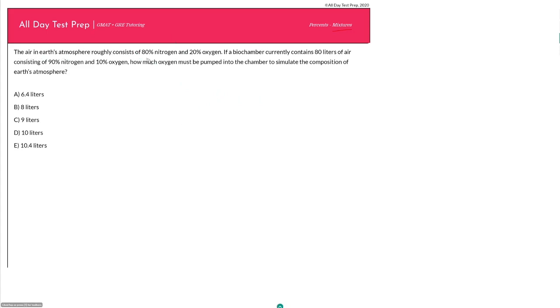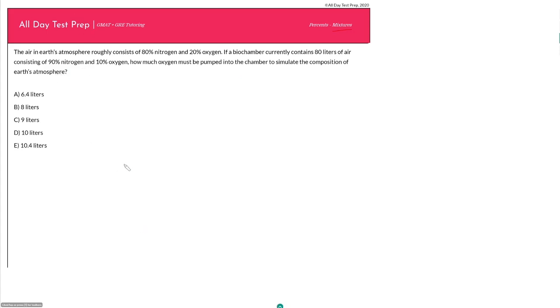The air in Earth's atmosphere roughly consists of 80% nitrogen and 20% oxygen. If a biochamber currently contains 80 liters of air, consisting of 90% nitrogen and 10% oxygen, how much oxygen must be pumped into the chamber to simulate the composition of Earth's atmosphere?